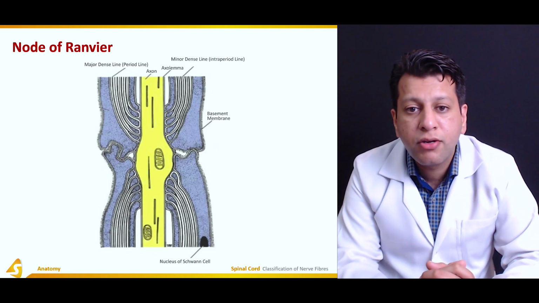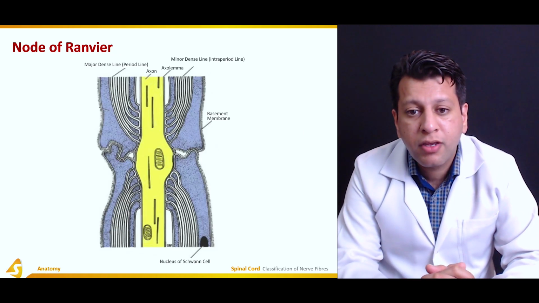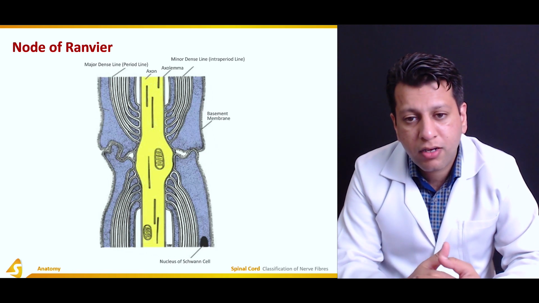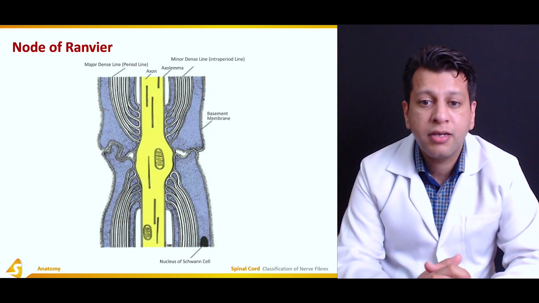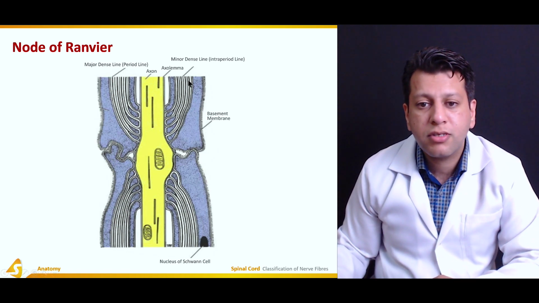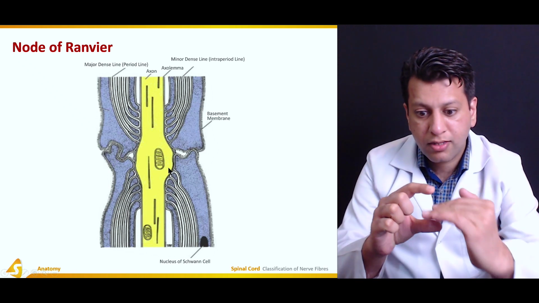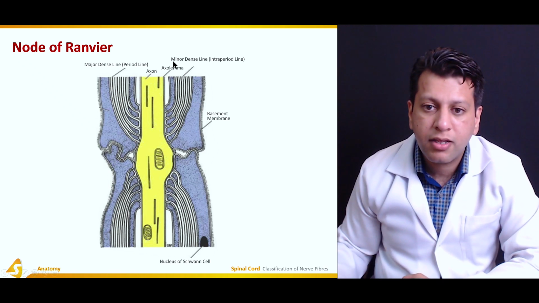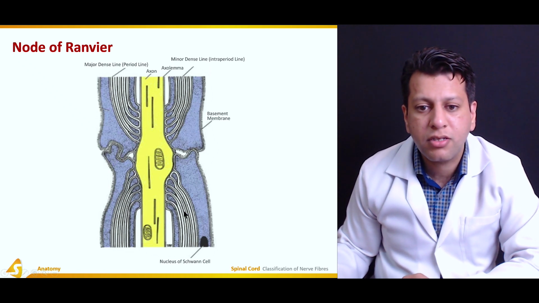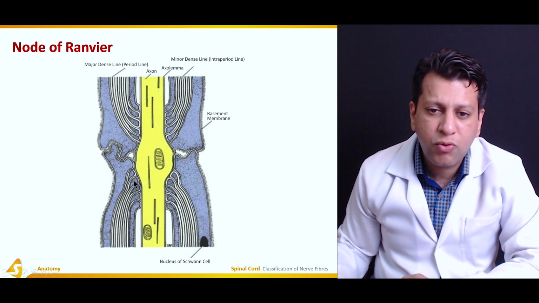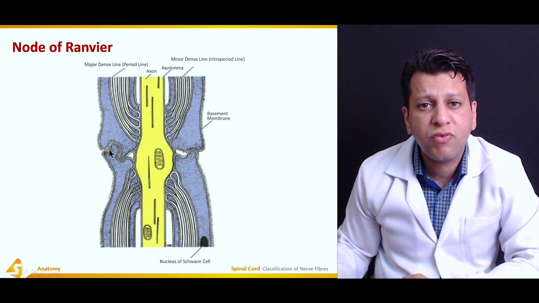Now coming to what the nodes of Ranvier are. This is a cut section of an axon which has already been myelinated. As you can appreciate, this is the axon in the center, and these are the Schwann cells which have surrounded this axon. But where one Schwann cell ends, another Schwann cell starts over here. Now there's a gap at this point. This is termed the nodes of Ranvier.